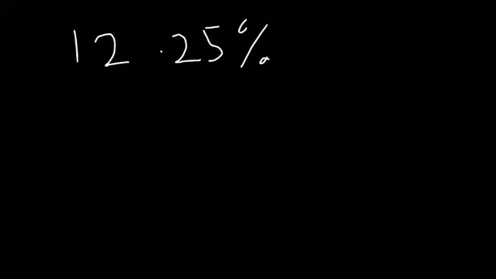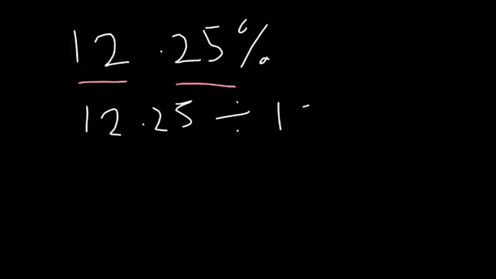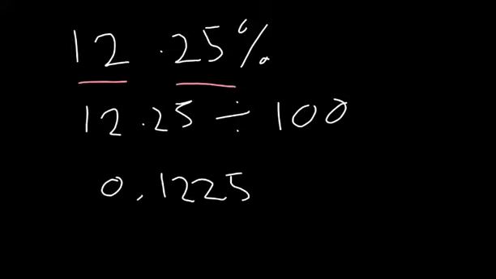Okay, we've got 12.25%. You'll notice that I say 12 when I am on this side of the decimal point, and when I am on that side, I say the individual numbers, so it's 12.25. So, again, the way we solve this is we say 12.25 divided by 100 equals 0.1225. So that's your decimal version.